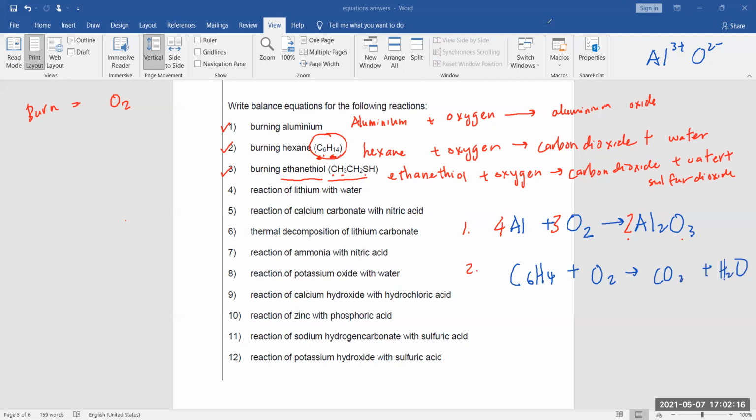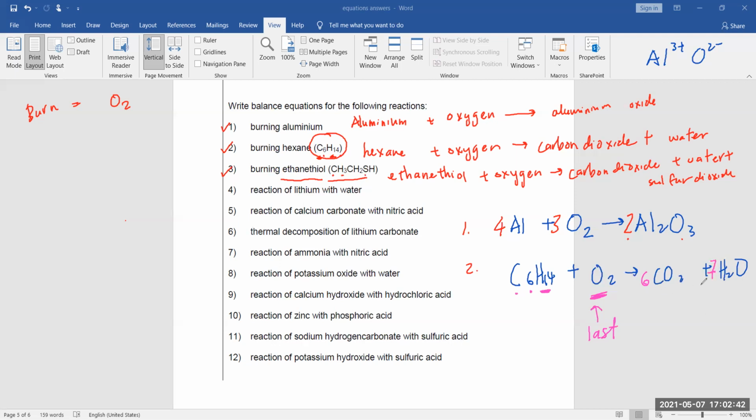Okay, how do you balance the equation? You always balance the element last. Who's the element? Oxygen. So you balance this last. You balance everyone else first. So there's 6 carbon dioxide. Okay, sorry, it's 14 hydrogen, 7 water.